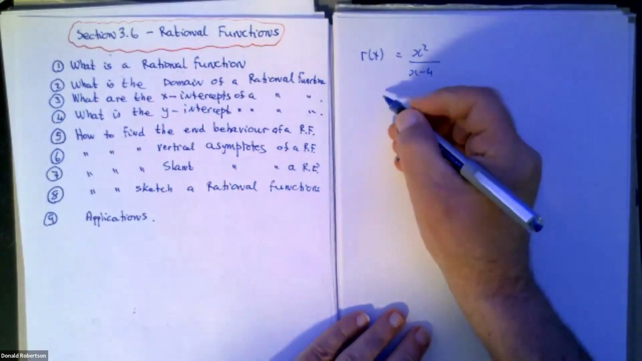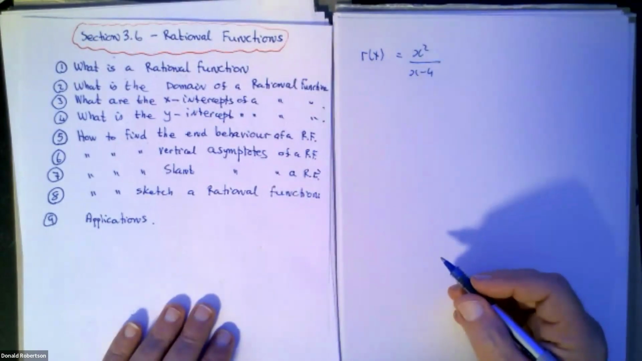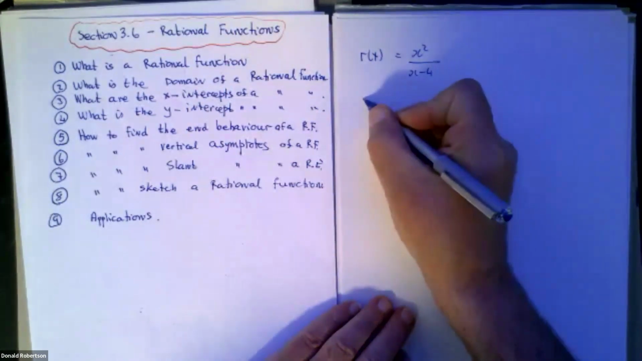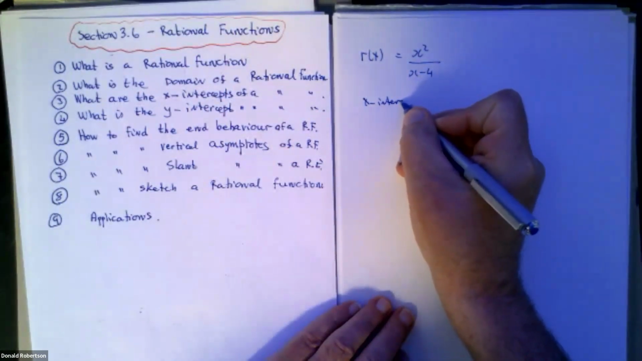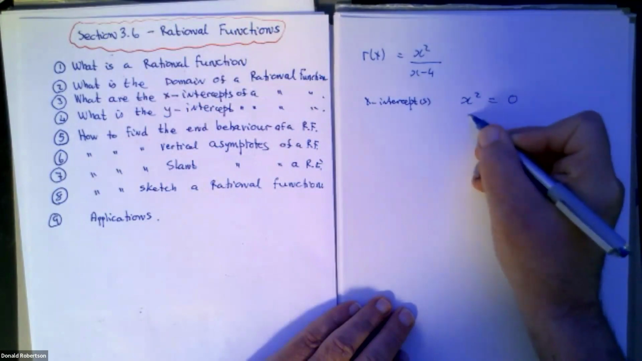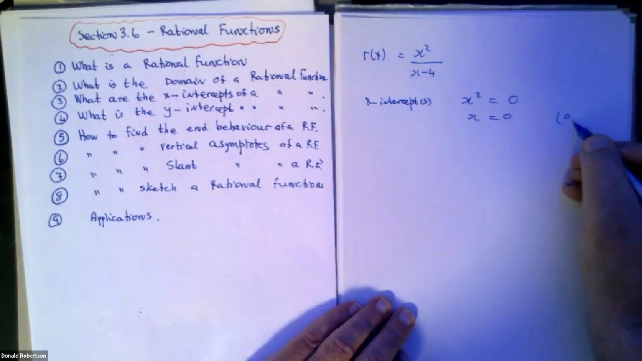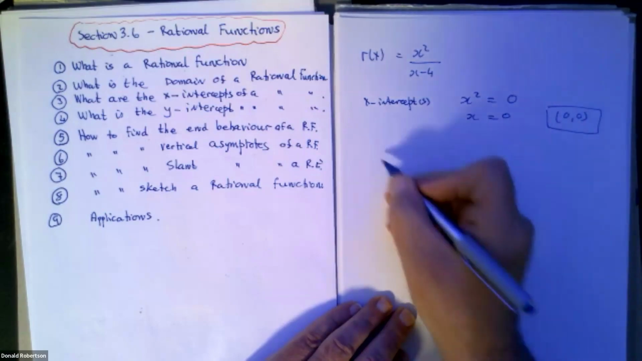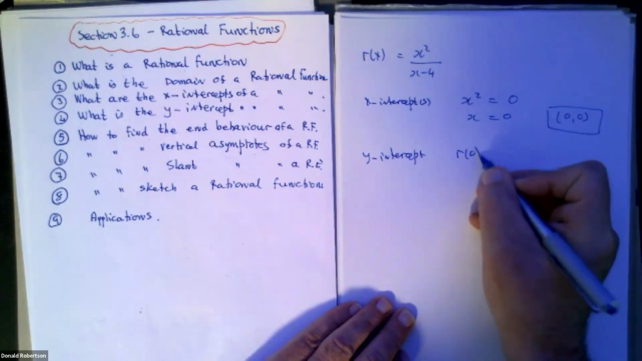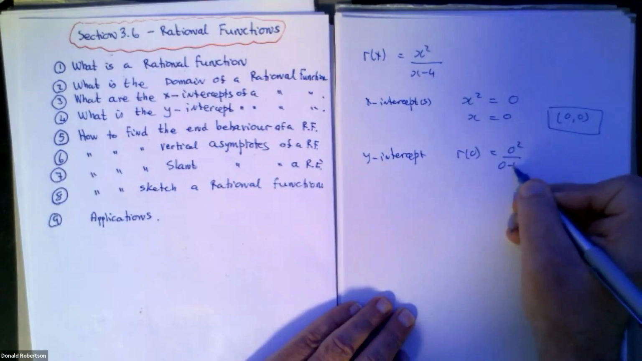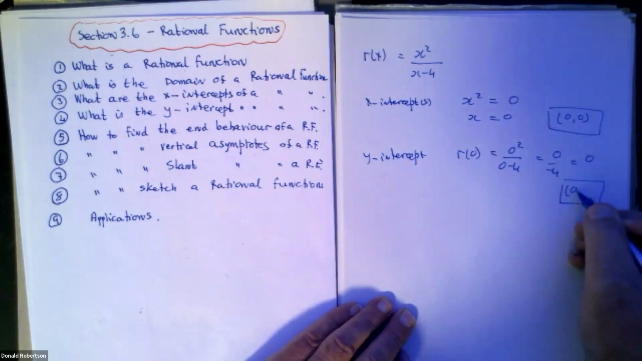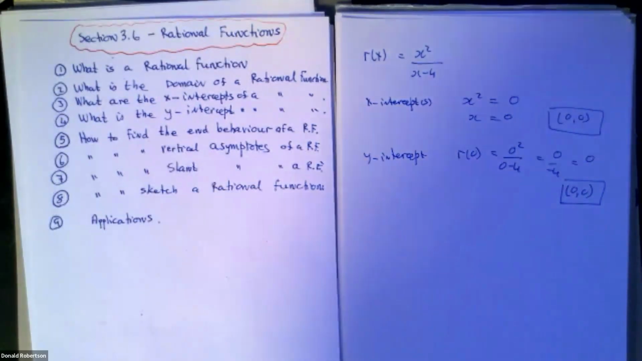So we are going to go through and sketch this function. It doesn't really matter what order. Let's do the x-intercept first. You need to solve when the top is 0, so it has an x-intercept of (0, 0). To get the y-intercept, I find the value of the function at 0, which is 0 squared over 0 minus 4, and 0 over negative 4 is 0. That means the y and x-intercept is the origin. They're both the same.